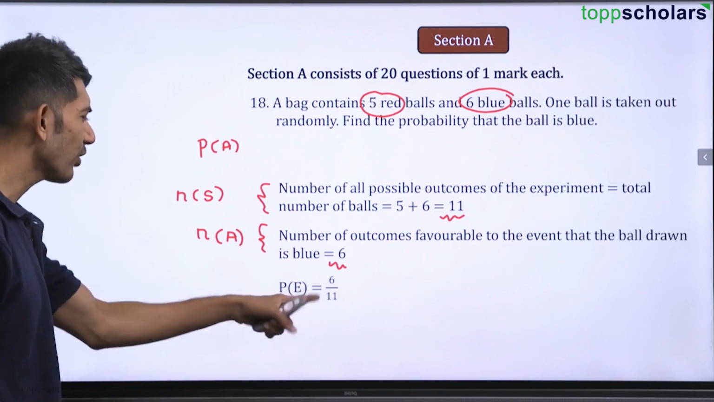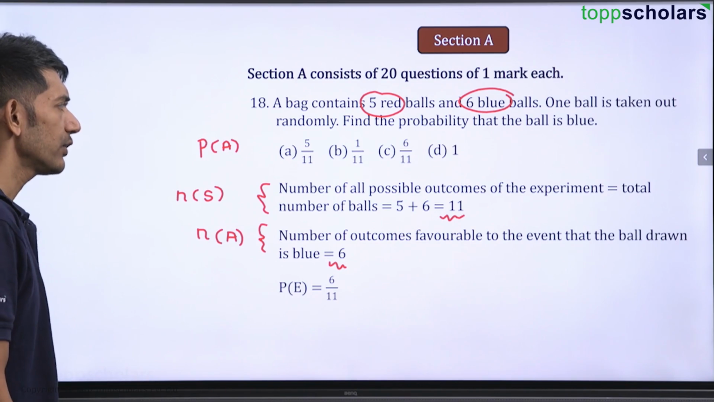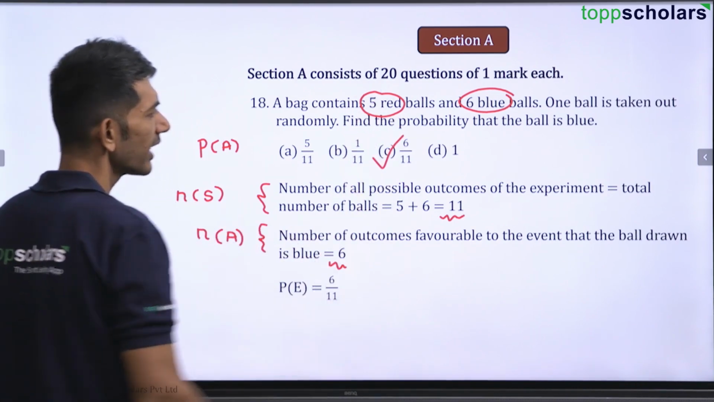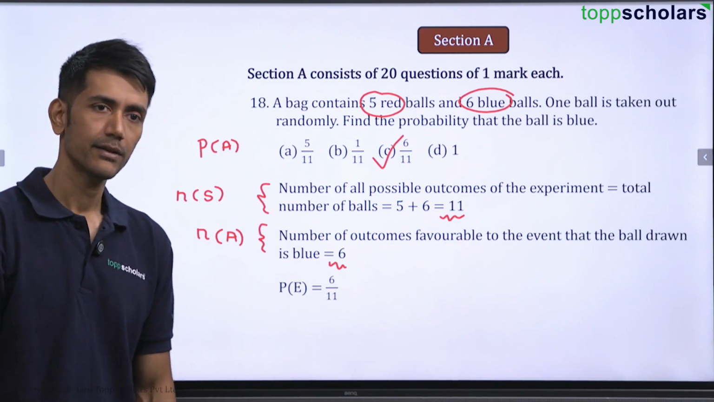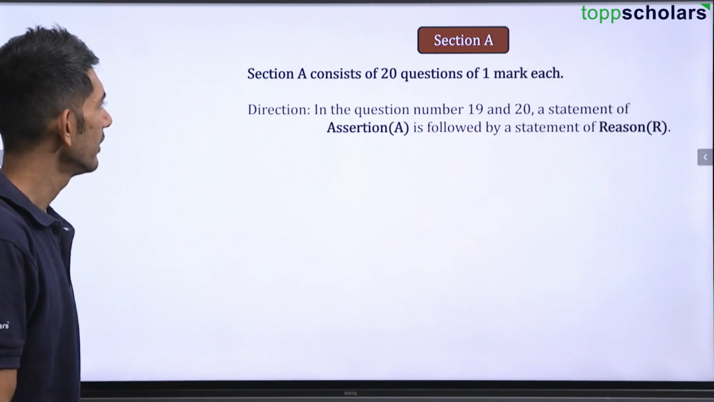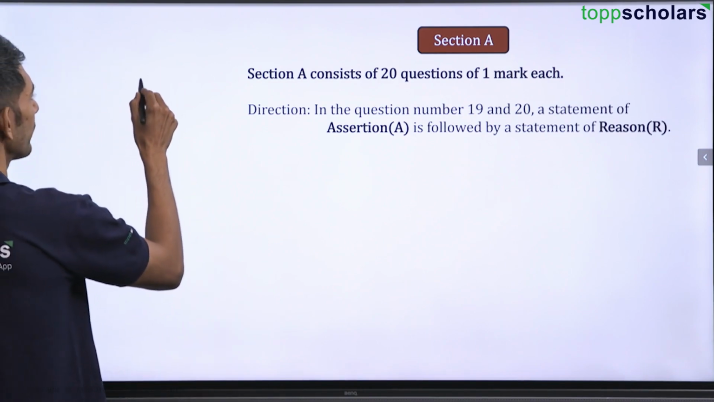That's it. A or E, whatever you want to take. Okay, so we have options. Even if they don't give you, you can solve this and get the final answer as 6 by 11. Correct? Easy? Okay. Now comes an assertion and reasoning question. Always remember your 19th and 20th question.